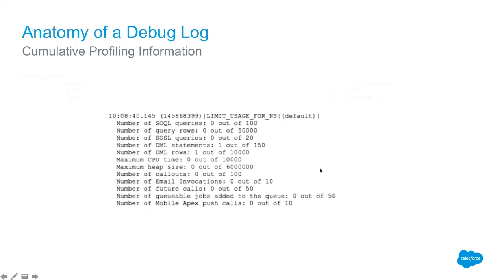And then at the end of each of your code units, you get this output of your cumulative profiling information. So up until that point, how much of each of these governor limits you've used up and how much of the resources you've used up so far. It'll give you your CPU time, heap size, stuff like that, as well as any governor limits you might be bumping into.